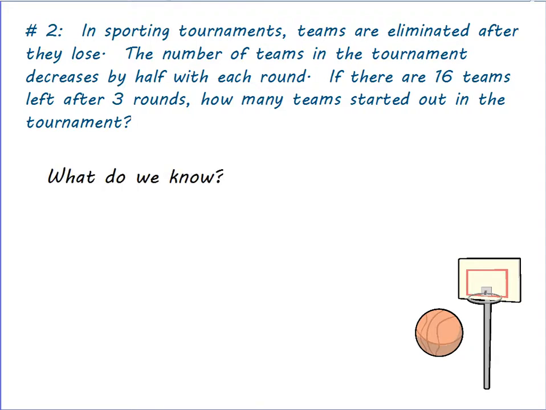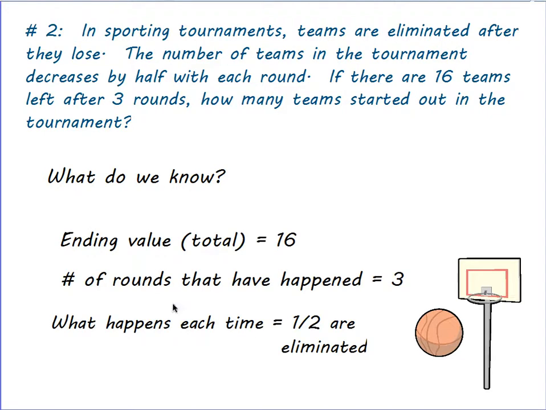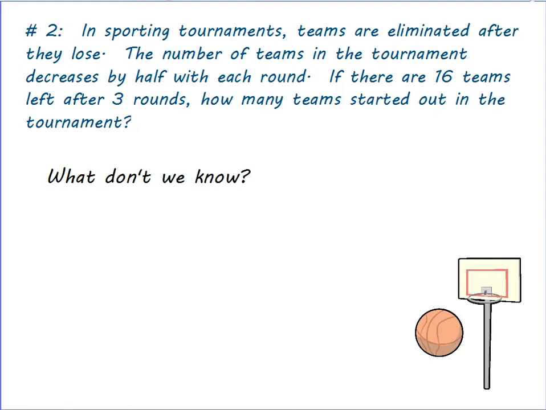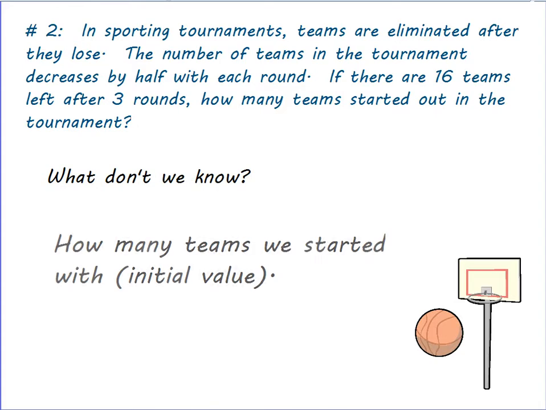Again, it's important to identify what you know. We know that our ending value, after 3 rounds, is 16 teams. We've had 3 rounds that have already happened, and our rate is 1/2 because 1/2 of the teams are eliminated each round. What it's asking for, or what we don't know, is how many teams the tournament started with, or the initial value.